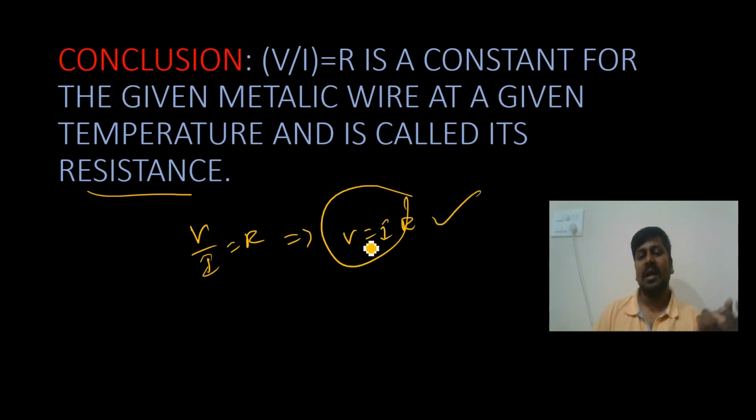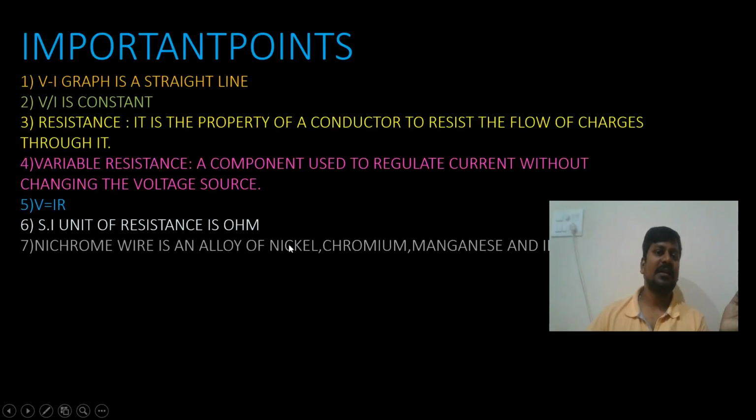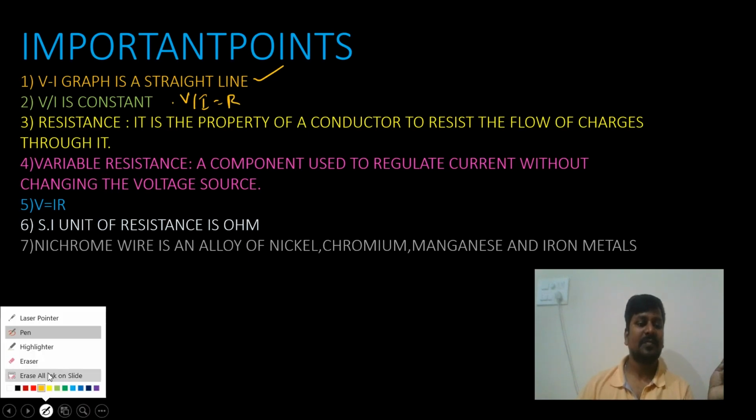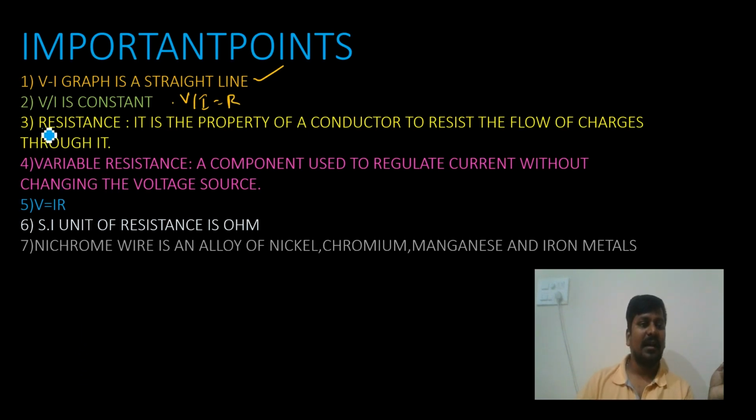V equals IR, very, very important. Based on this, they will also ask problems. Some important points: the VI graph is a straight line, and V by I is constant, that is V by I equals R. And what is resistance? Resistance is the phenomenon of opposing the electric current in the circuit. It is a property of a conductor to resist the flow of charges through it.